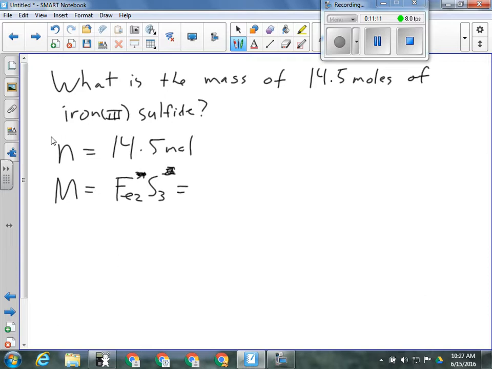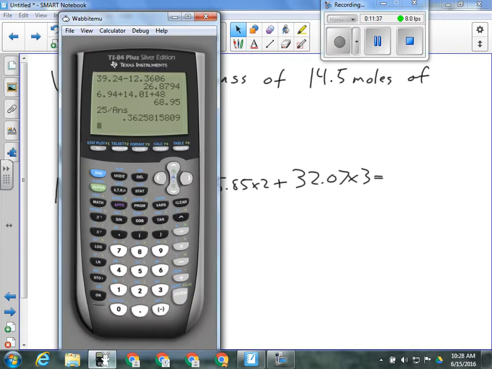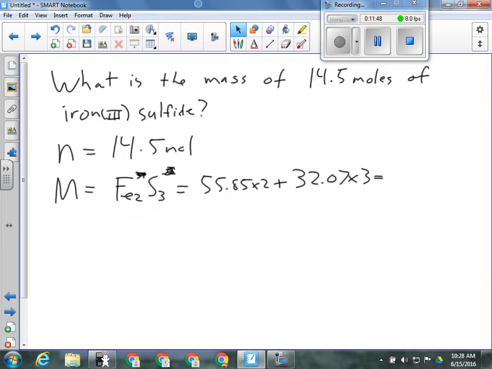All right, so iron is going to be 55.85, and there's 2 of them. Okay, plus 32.07. Is it 06 or 07 on your periodic table? Yeah, we'll say it's 7. Okay, and there's 3 of those. All right, so that's going to give us our molar mass here, so 55.85 times 2 plus 32.07 times 3. All right, so our molar mass is 207.91 grams per mole.